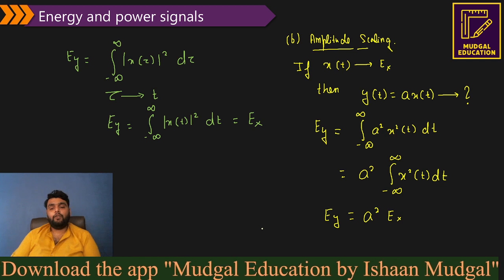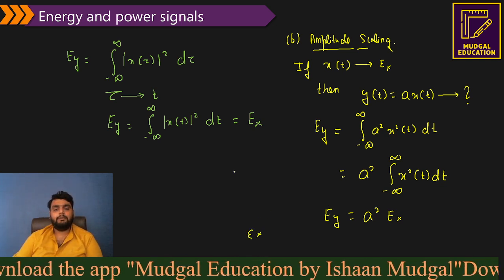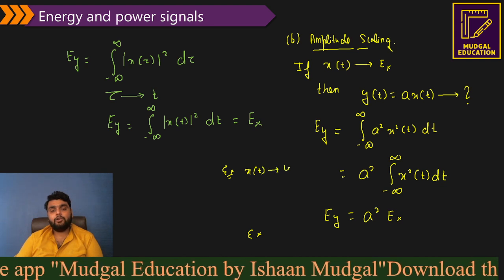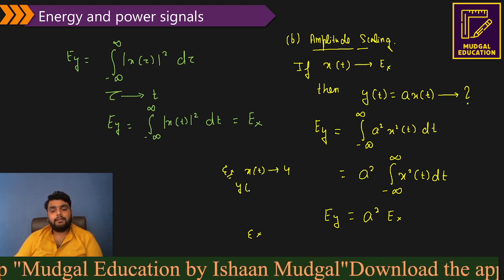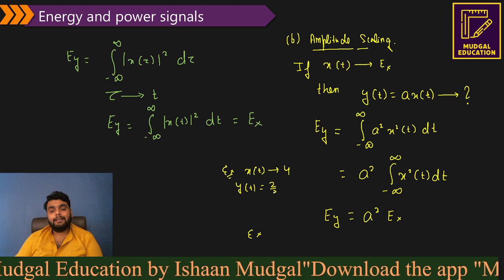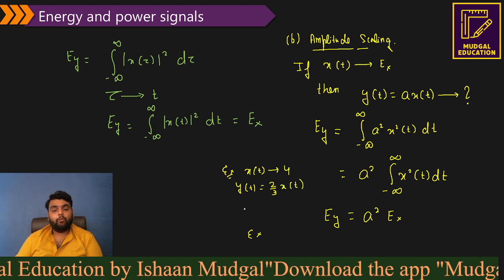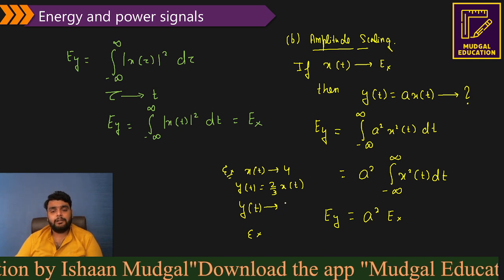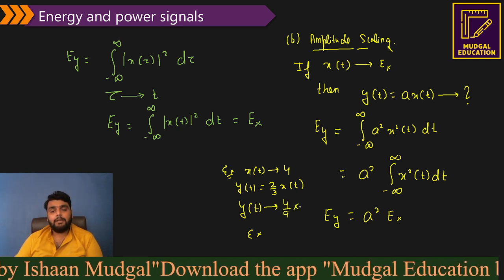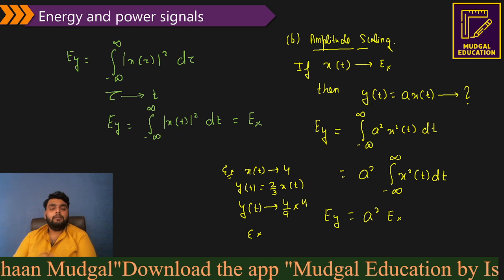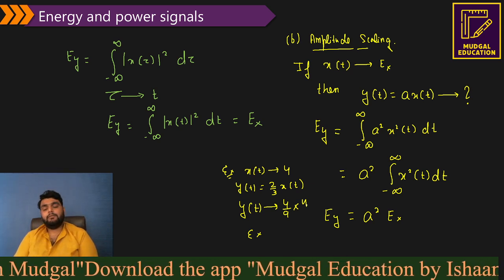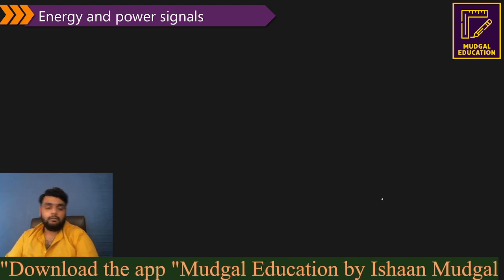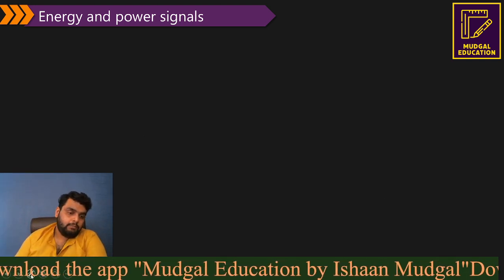Okay, simple. Let me take a simple example here. If a signal x(t) has an energy of 4, and I have a signal y(t) equal to 2 by 3 x(t), then what is the energy of y(t)? Simple, square this particular term, which is 4 by 9, multiplied by 4, and you got the answer. In amplitude scaling, the energy becomes a square times the initial energy. Okay, last operation we will see the time scaling.